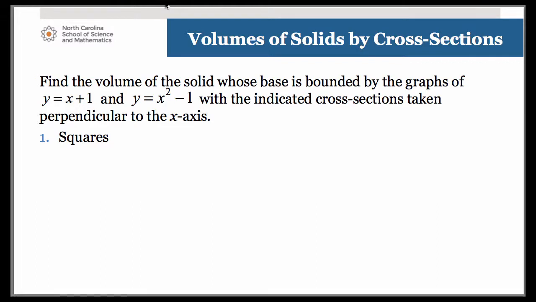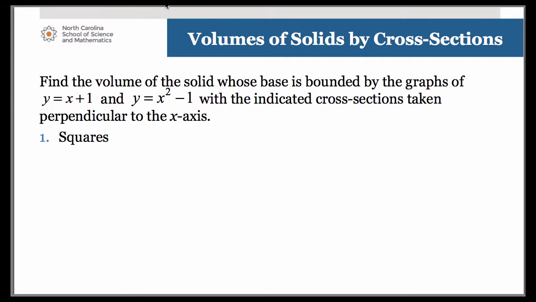Hi everyone. These are a few examples for you on how to find volumes of solids by using cross-sections. So the first scenario we're going to look at asks us to find the volume of the solid whose base is bounded by the graphs of y equals x plus 1 and y equals x squared minus 1 with the indicated cross-sections taken perpendicular to the x-axis.